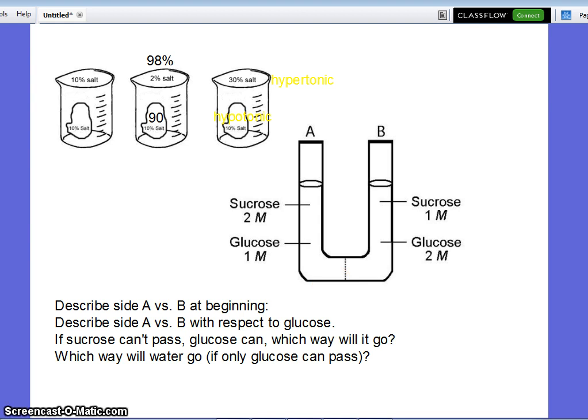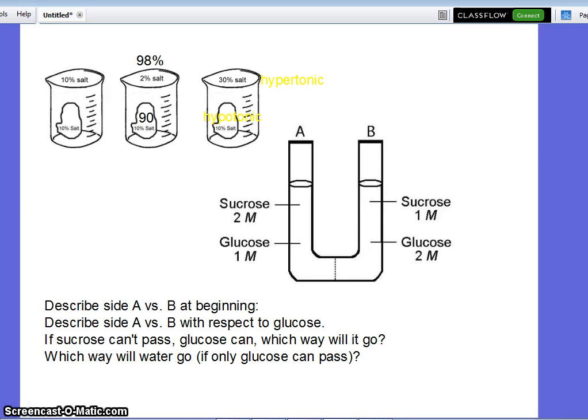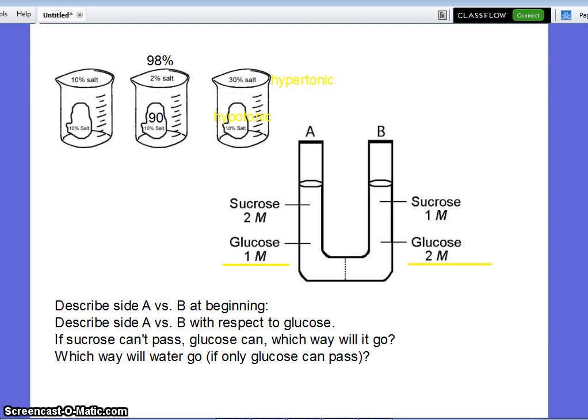To do that, all you've got to do is just look at A and B and total up the solutes on each side. So if we add up the solutes on the left and we add up the solutes on the right, we're going to see that each side has a solute concentration of 3 molar.